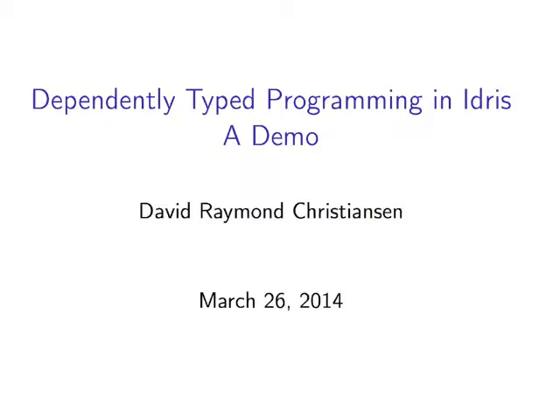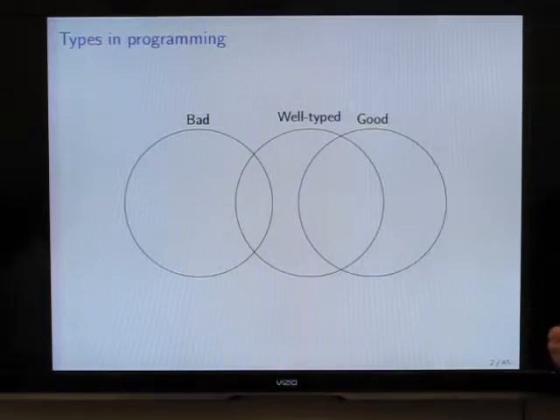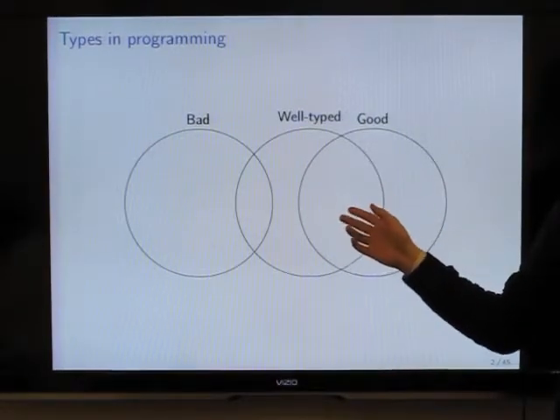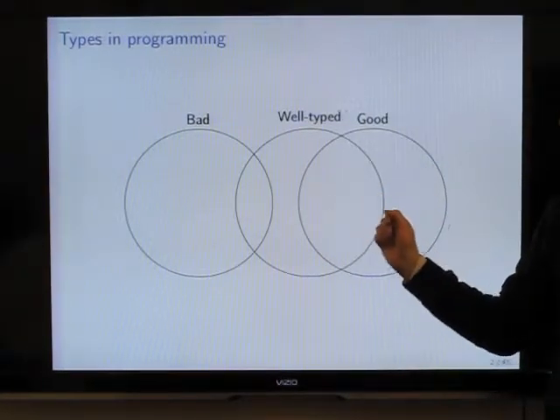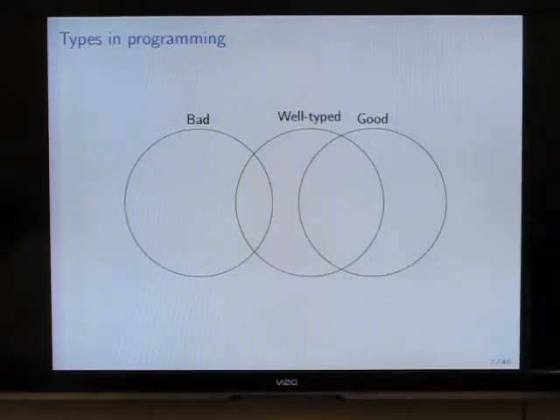So just to motivate the demo or discussion of Idris today, first off, you can look at types in programming as being a tool that we have to classify programs, right? We have three regions here. We have the well-typed programs, that is, those programs which pass the type checker. And we have our good programs. Many, many good programs pass the type checker, and that's great. Sometimes we also have some bad programs that pass the type checker. We wanted to rule them out, but we can't rule every bad program out because that's impossible.